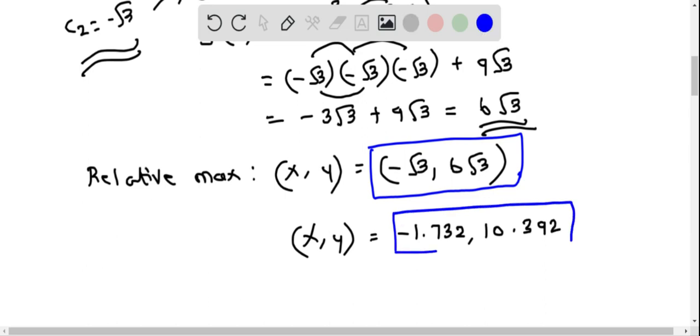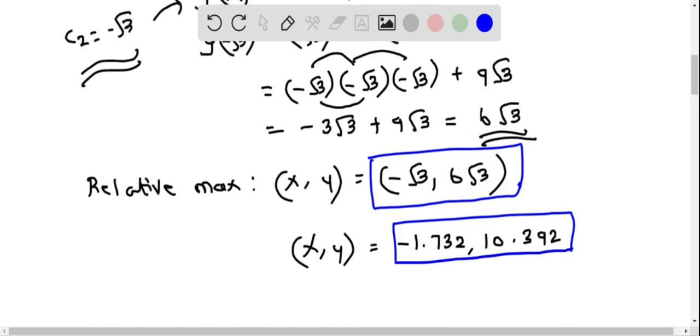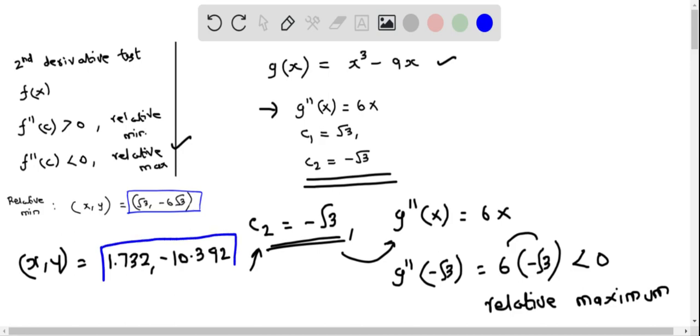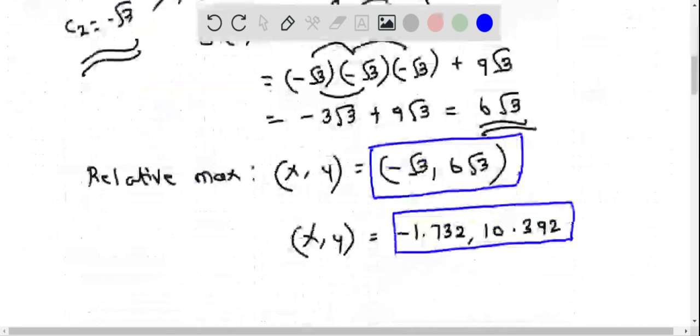So this is its decimal equivalent, and similarly we can give the decimal equivalent for the relative minimum. Here x comma y equals 1.732 comma negative 10.392. So this is the relative minimum and relative maximum.